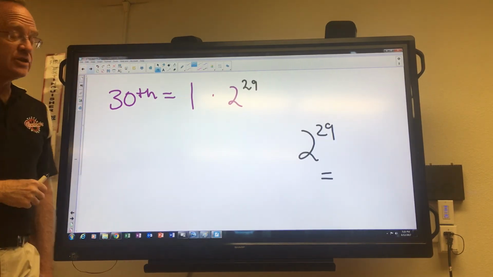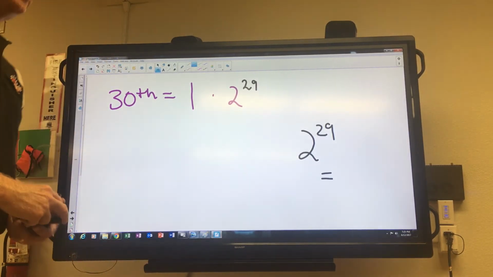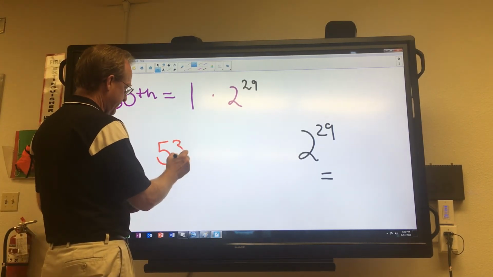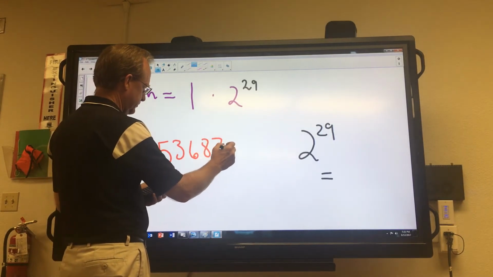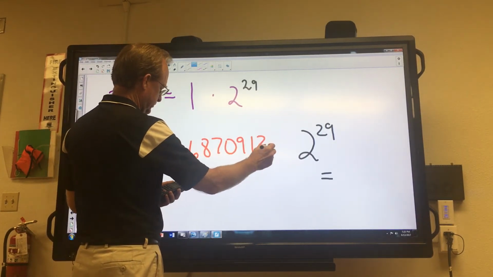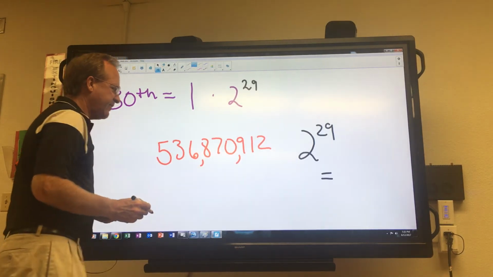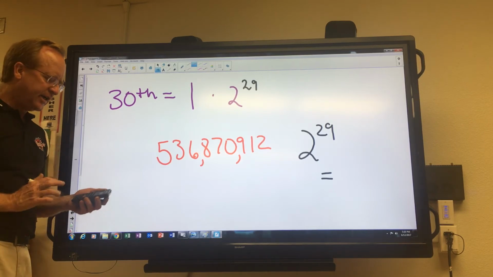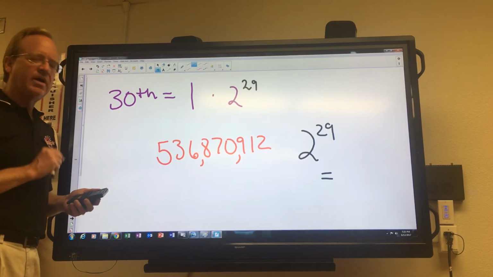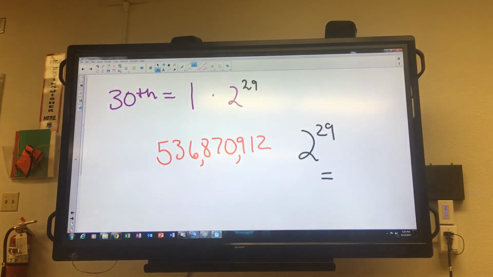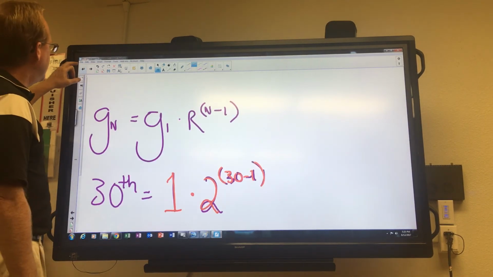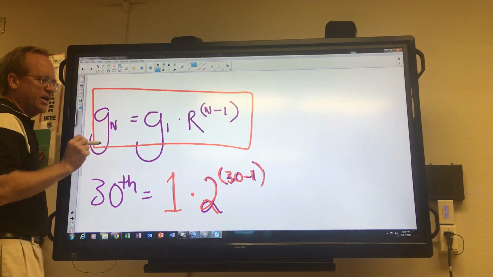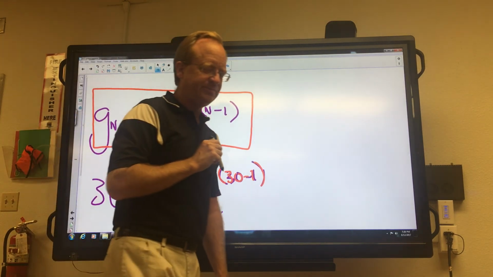Now, what is 2 to the 29th power? Great question. Before we started, I actually did the math, and what I came up with was 536,870,912. So you're going to have an awful lot of cells by the 30th division. Hence, using your geometric explicit formula is much easier than trying to double. Word to the wise.